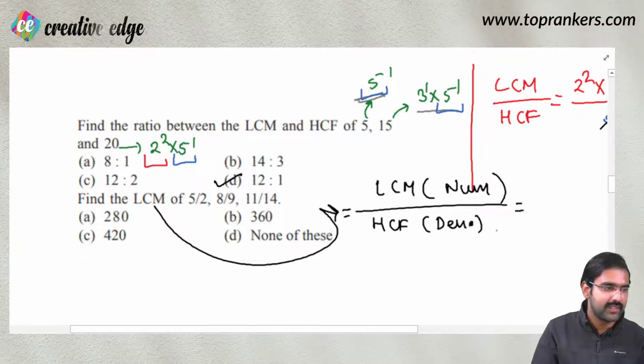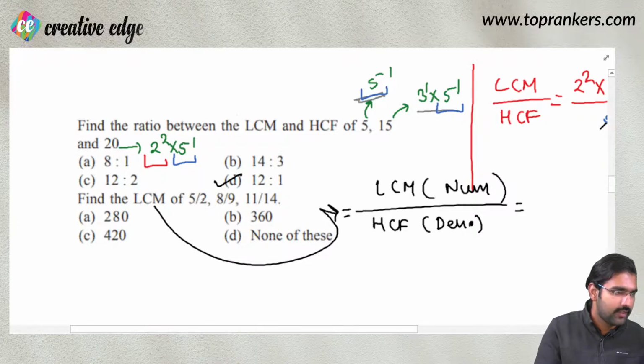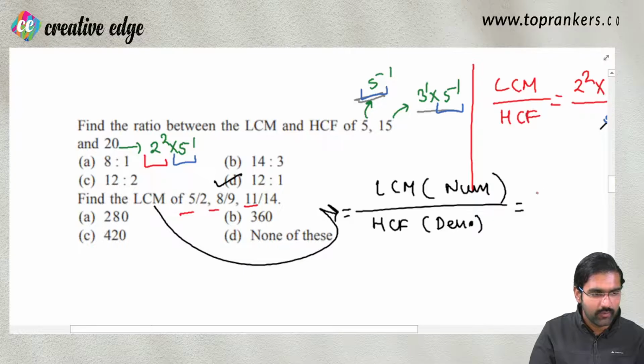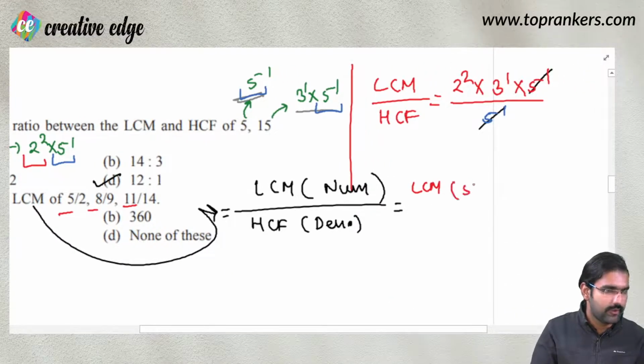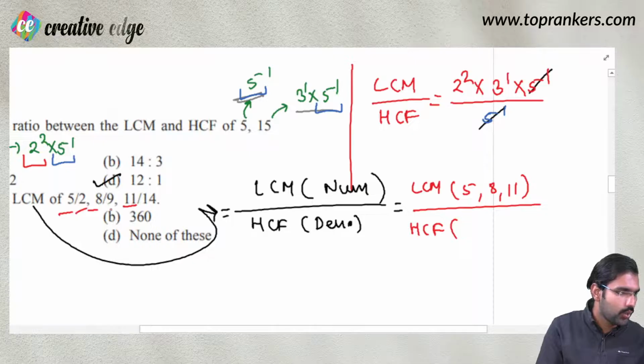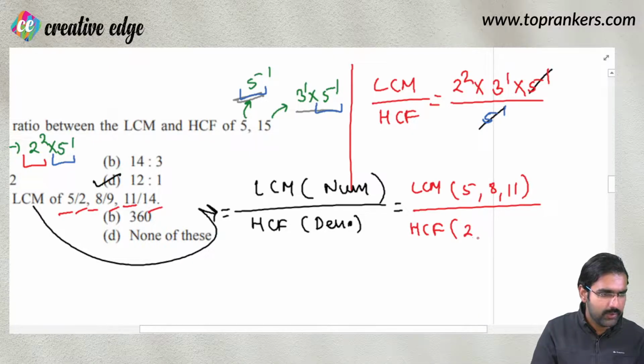So अगर मैं सिंपल सी स्टैंडर्ड सी अप्रोच फॉलो करूँ, सो मुझे चाहिए 5, 8 और 11 का LCM. So I need the LCM of, I'm just writing it here, I need the LCM of 5, 8 and 11, and I need the HCF of the denominators which were 2, 9 and 14. I hope you are able to understand this. Well, इतना सब कुछ आपको एग्जाम में लिखने की जरूरत नहीं है.